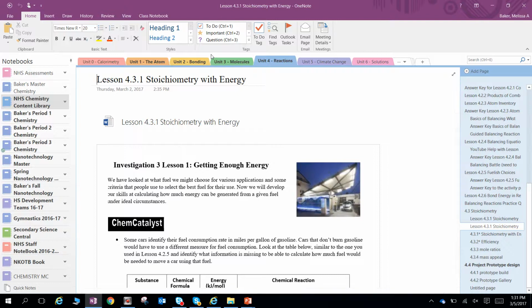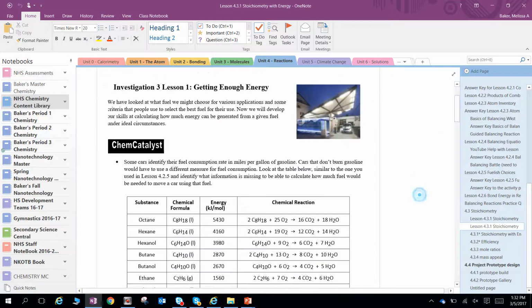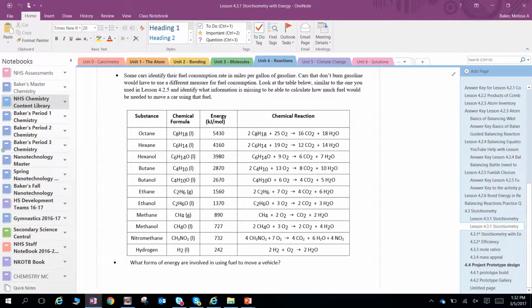Okay, so you missed lesson 4.3.1, Stoichiometry with energy. First, there's a table here, and it asks you to look for the information that is missing in order to calculate how much fuel would be needed to move a car using that fuel. Because look, it gives you how much energy per mole the fuel provides, but what it doesn't tell you is how many moles of the fuel are used when a car drives.